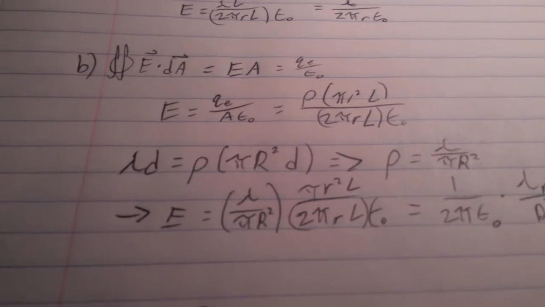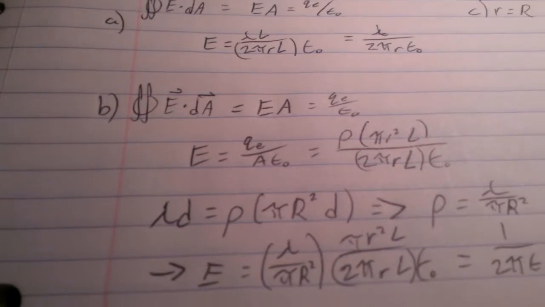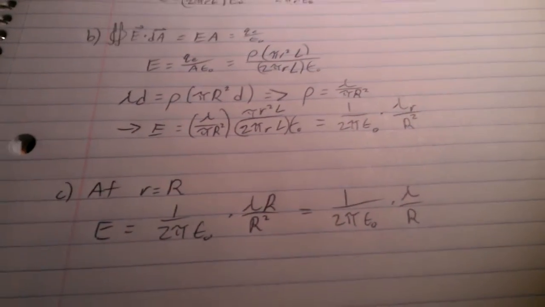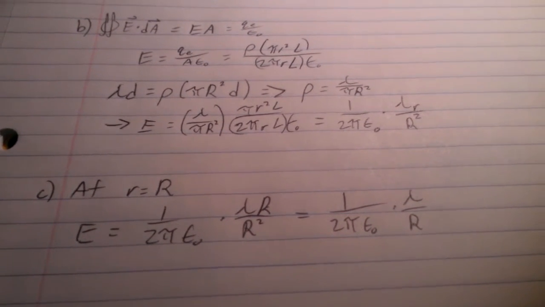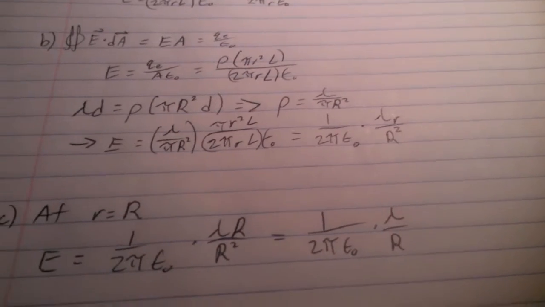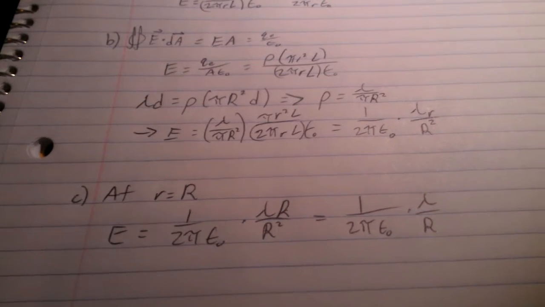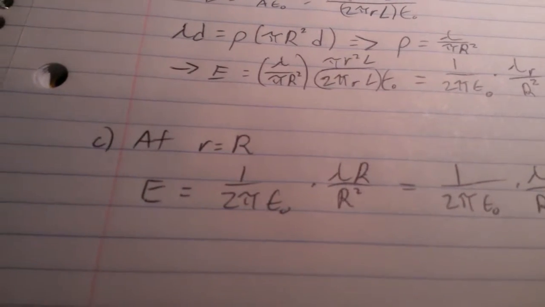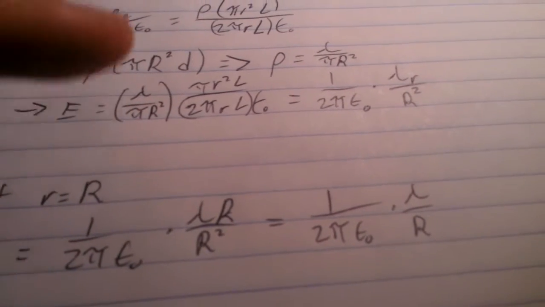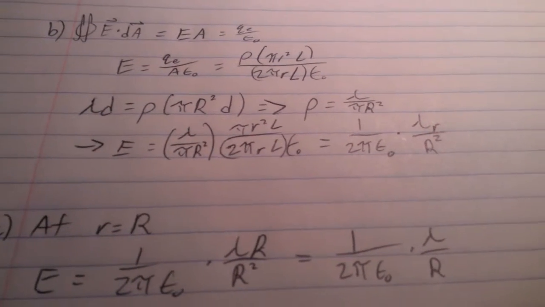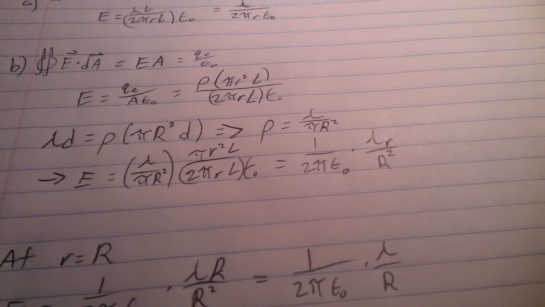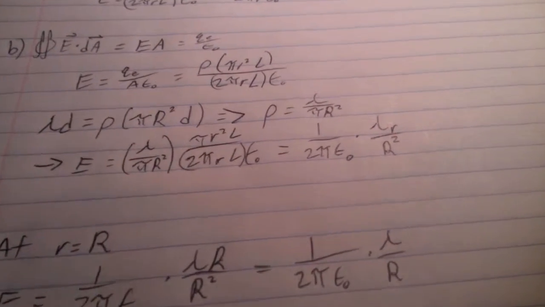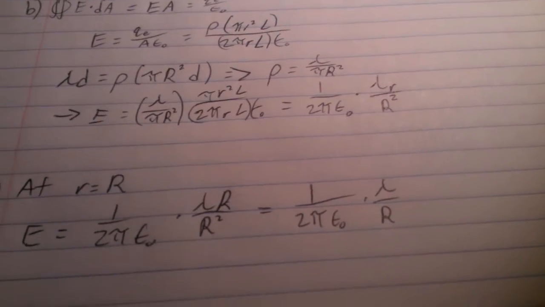And then the last part of the question is part C, where r equals big R. And pretty simple. Just replace the little r in the equation we just found in part B with a big R, because they're equal now. And so those will cancel, and you'll end up with 1 over 2 pi epsilon naught times lambda over R, because the R over R squared will just be 1 over R. And that's it.